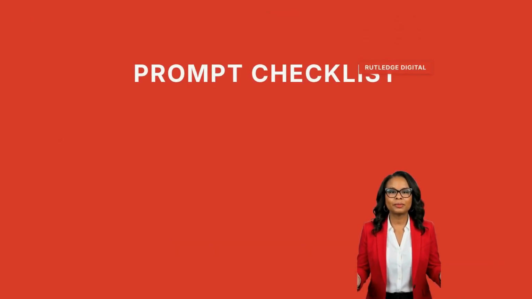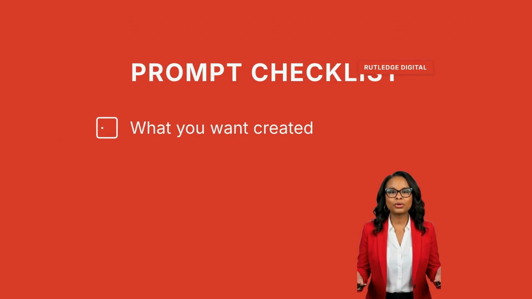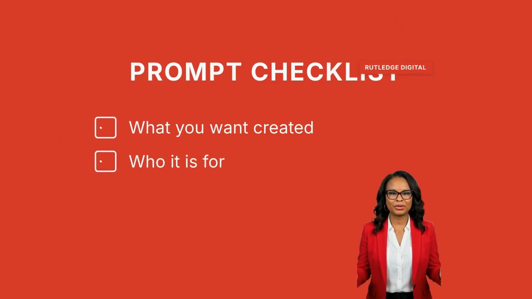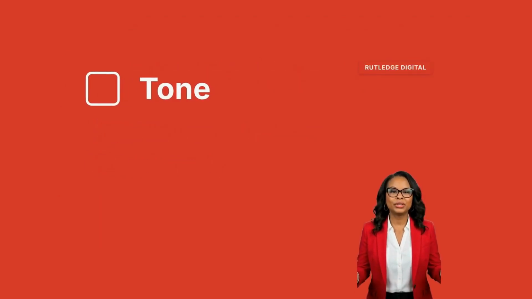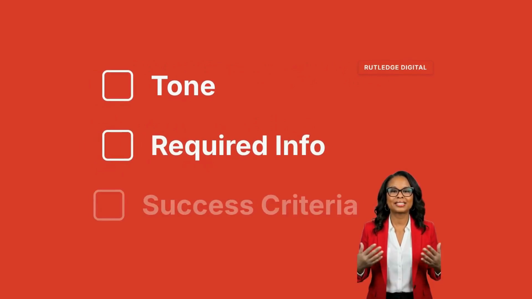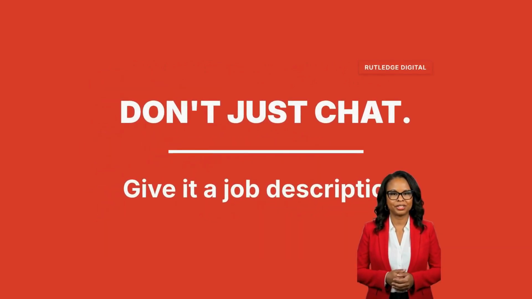The quality of the result depends heavily on the quality of your instructions. Tell ChatGPT what you want created, who it is for, and what format you need. Then specify what tone to use, what information must be included, and what a successful result looks like. Don't just say, make me some content. Give it a job description.